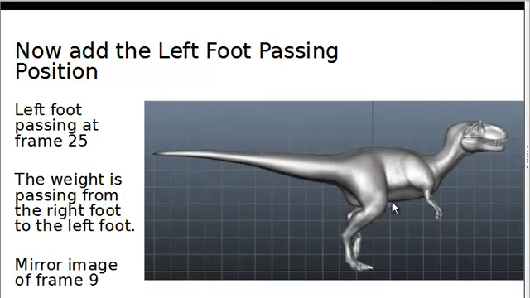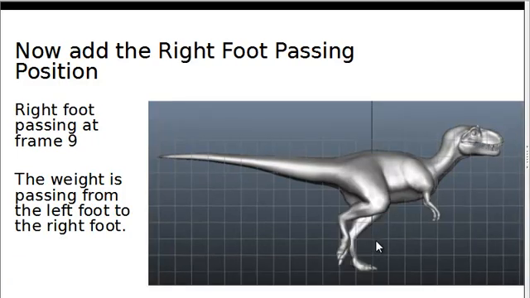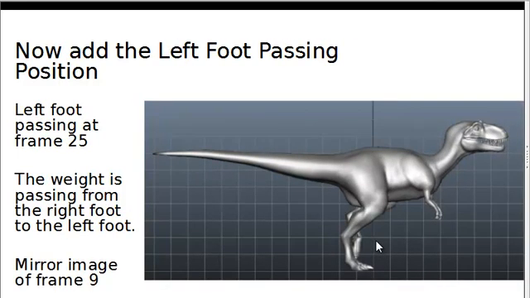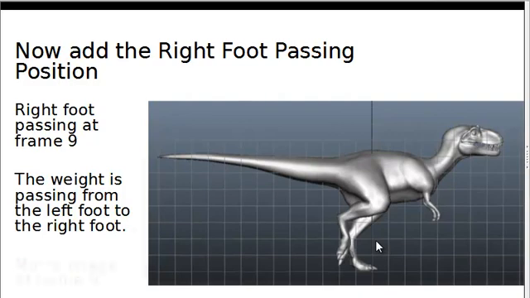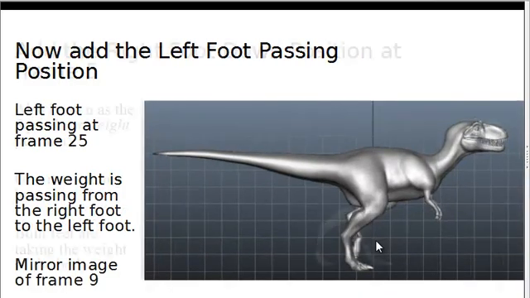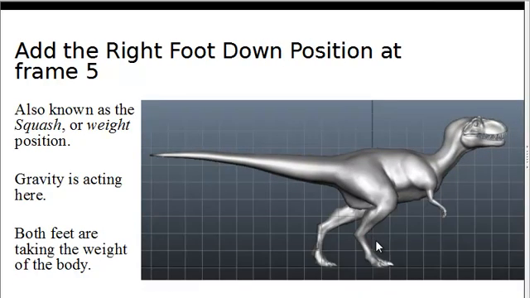Then once we've done that, we'll go ahead and add the left foot passing position. That's at frame 25. And here the weight is passing from the right foot over to the left foot. And this, again, should be a mirror image of frame 9. It should be exactly the same, only in mirror image. Once we've done that, we've got all the main positions in place: 1, 9, 17, 25, and 33.